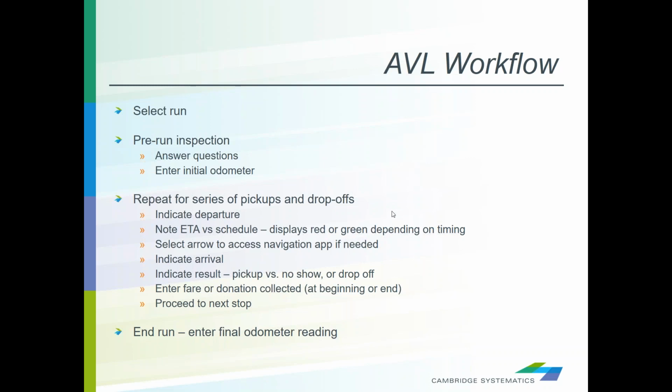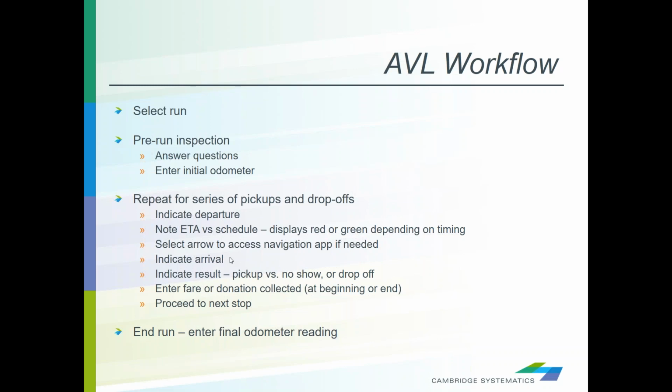And then for the series of pickups and drop-offs that you make, you'll step through the same sort of sub-steps for each one. You'll indicate your departure. You can take a look at the ETA, which is going to be based on where you're located, and the estimated travel time versus whatever the schedule says. And it'll help you with color displays know whether you're running ahead or behind schedule on that. There's the ability to select an arrow, which will jump you over into a navigation app. If you have multiple apps, you can choose which one you want to use. But that will take the information about where you are, where you're going, and preload the navigation app to help you if you don't know where you're going.